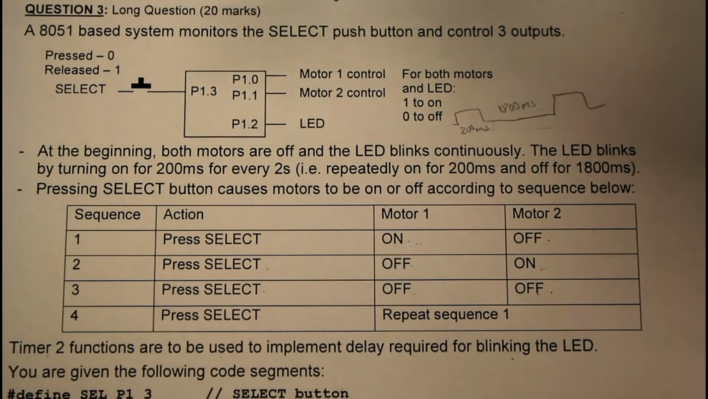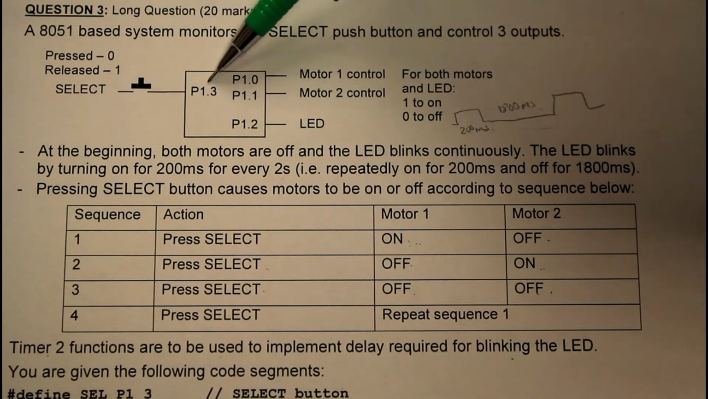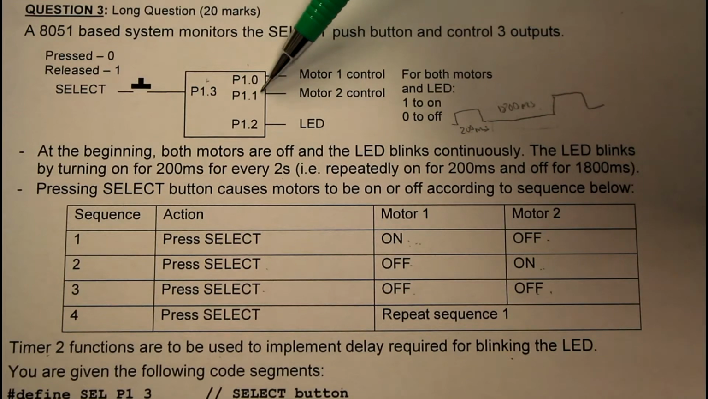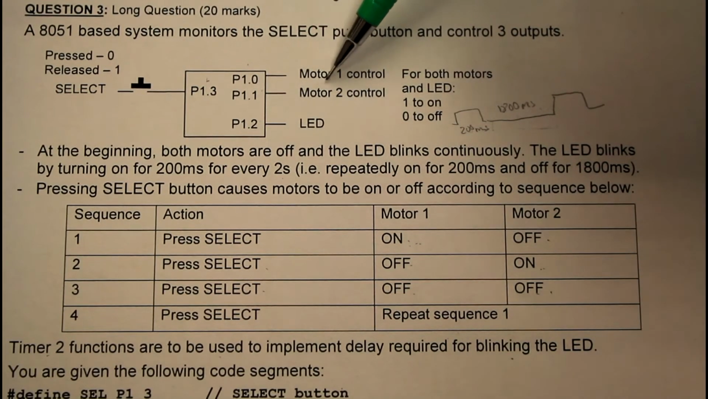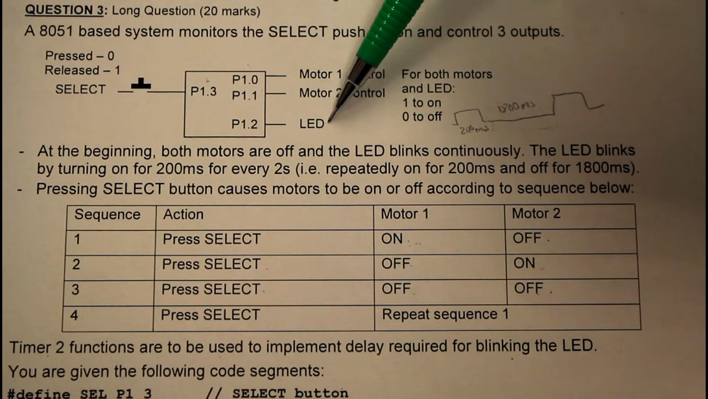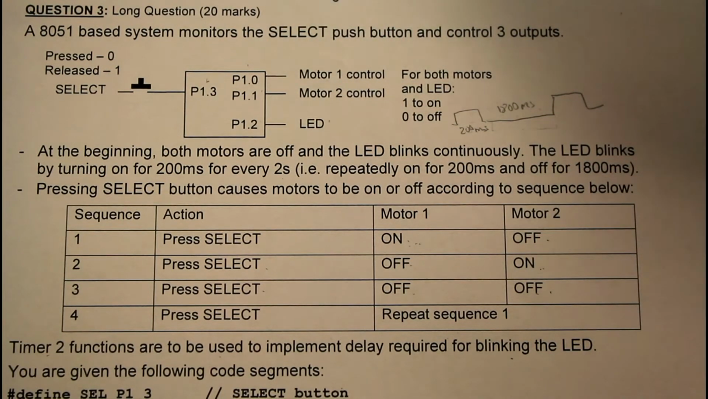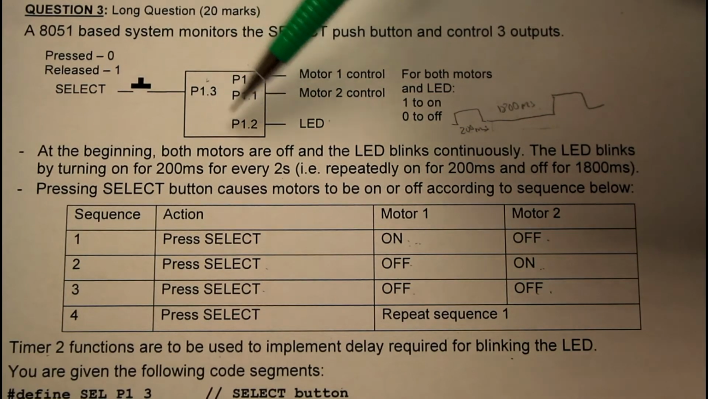In this problem, we have to read the input that is connected to port 1 bit 3 and output to port 1 bit 0, bit 1 and bit 2 to control the motor as well as the LED. Using byte operation to read from the input and write to the output can be quite troublesome because we have to do masking. So it will be easier if we can define each of these bits individually and use bit control rather than byte control.